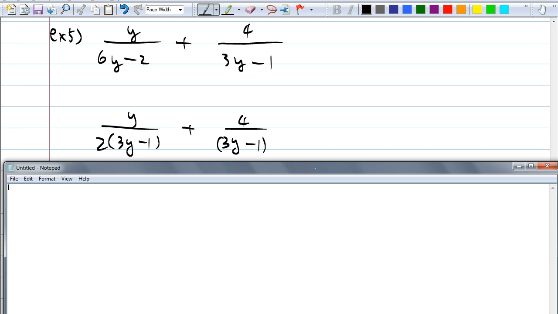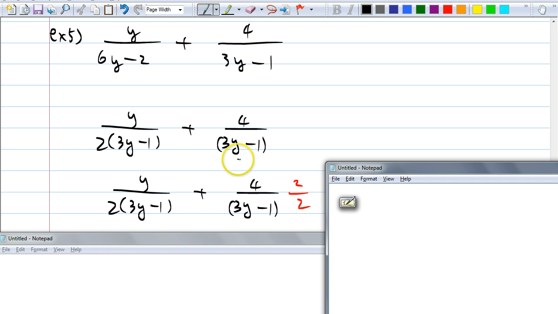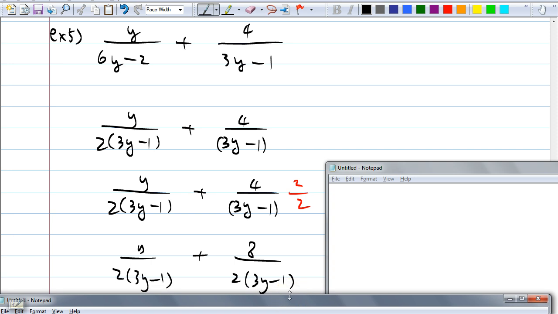Help each other out too, that's fine. So who can tell me what to do next? Now that we have a common denominator... oh, we don't have a common denominator yet. What do we do? Multiply the 4 over 3y minus 1 by 2 over 2, exactly. You need to multiply the second fraction by 2 over 2 so that you have a common denominator of 2 times 3y minus 1, and that's what we get. Of course, 4 times 2 is 8.